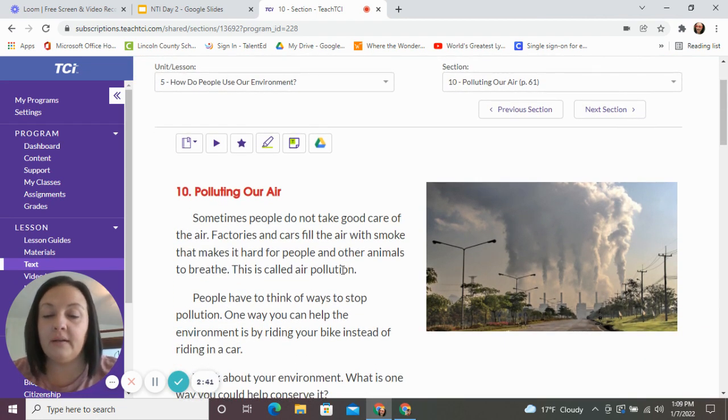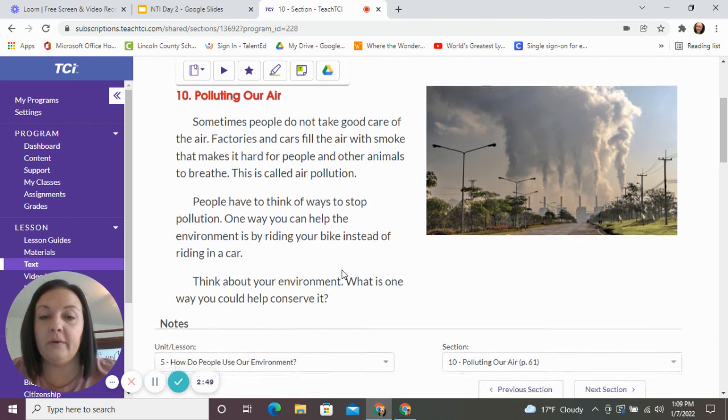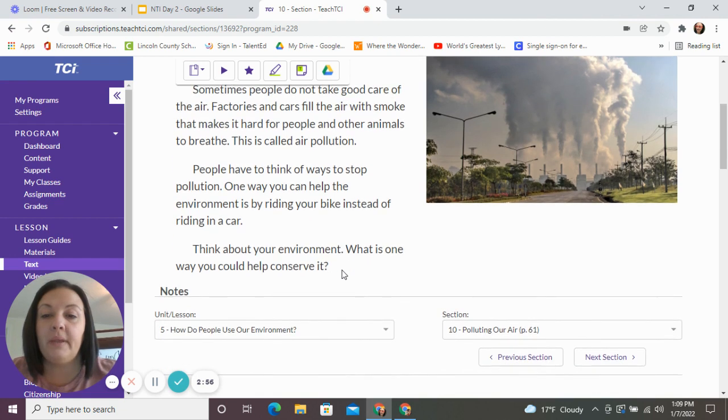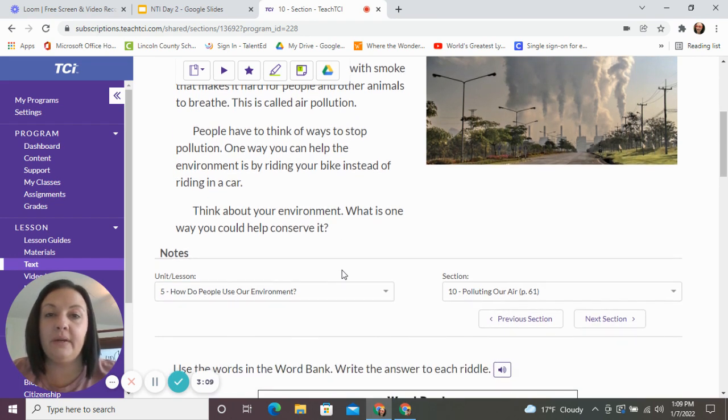Polluting our air. Sometimes people do not take care of the air. Factories and cars fill the air with smoke that makes it hard for people and other animals to breathe. This is called air pollution. People have to think of ways to stop pollution. One way you can help the environment is by riding your bike instead of riding in a car. Think about your environment. What is one way you could help conserve it?